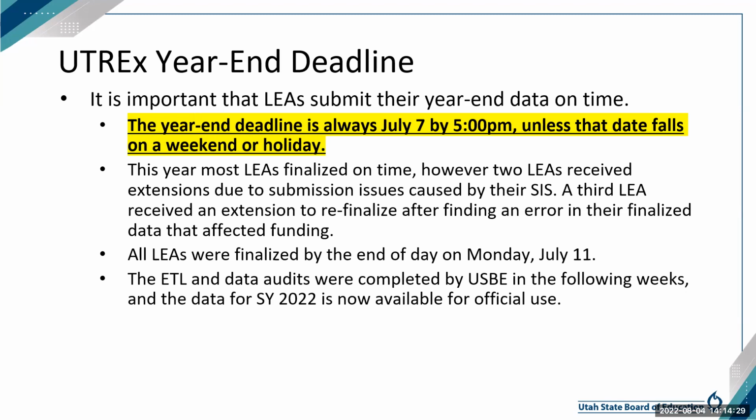And then a third LEA received an extension to refinalize after they found some errors. With all that said, all the LEAs were finalized by the end of the day on Monday, July 11th, and the ETL and data audits were completed by USB the following week. And the data are available for official use. That doesn't mean that we've produced all the official results yet, but they are now available for official utilization where they have been produced. Go ahead and move to the next slide.